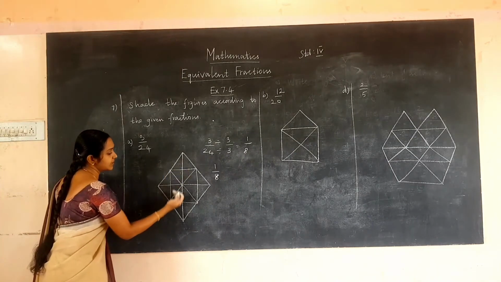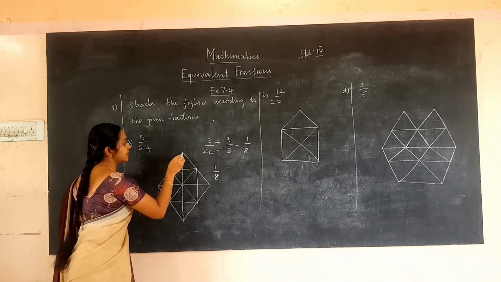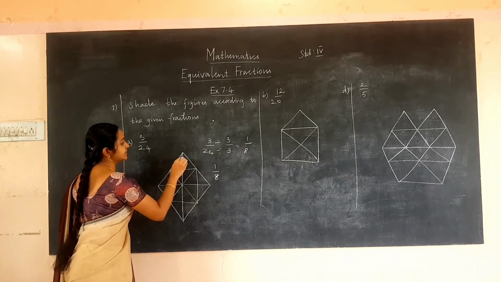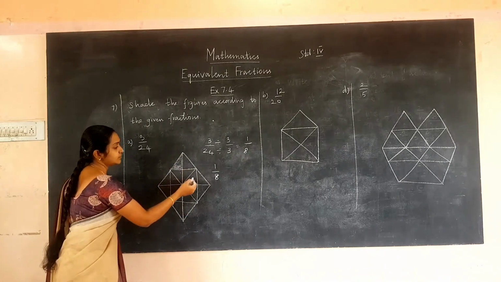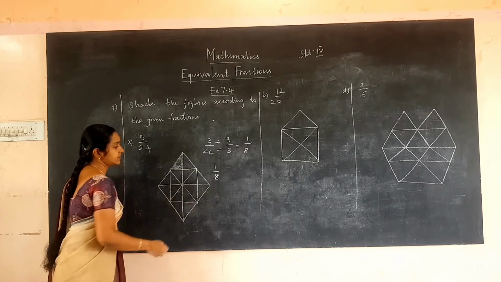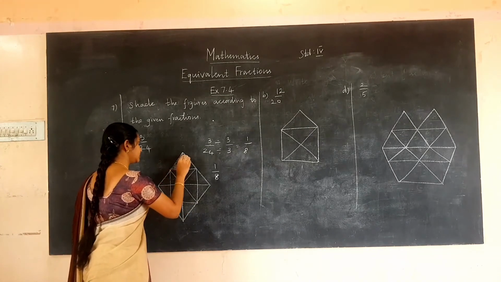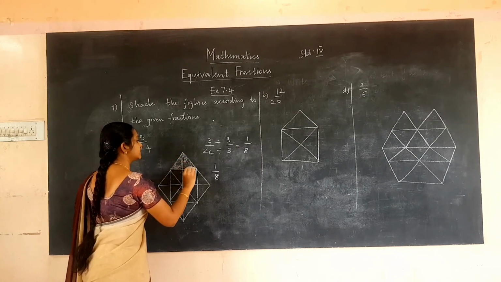I have considered only this part. I am going to shade 1 out of 8. So, I am shading this part. I have shaded. Next, here we are having 8 parts. 1, 2, 3, 4, 5, 6, 7, 8. For these 8 parts, we have to shade 1. So, I have shaded this part. So, this is the answer.